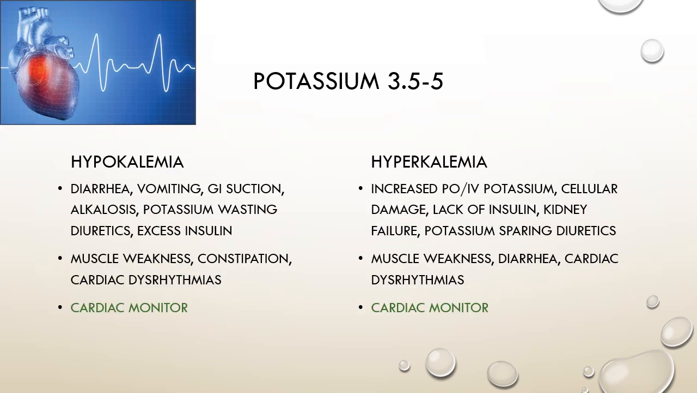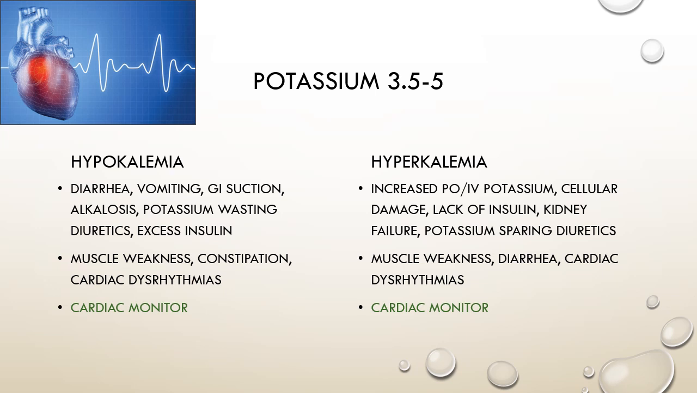Potassium, normal range for potassium is 3.5 to 5. And patients who have hypokalemia typically get that from diarrhea, vomiting, GI suctioning, alkalosis, potassium wasting diuretics, or excess insulin. They'll experience muscle weakness, constipation, cardiac dysrhythmias, and need to be on the cardiac monitor.